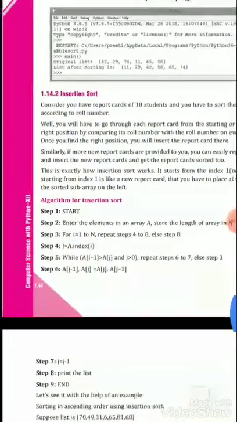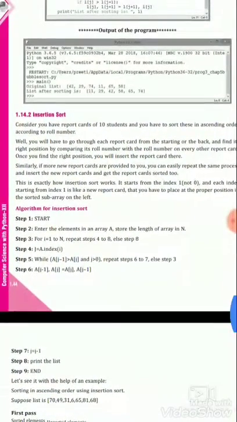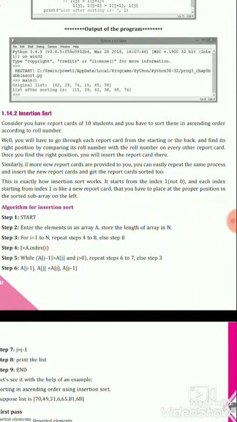So consider you have report cards of 10 students and you have to sort them in ascending order according to roll number. You will have to go through each report card from the starting or the back and find its right position by comparing its roll number with the roll number on every other report card. Once you find the right position, you insert the report card there. Similarly, if more new report cards are provided to you, you can easily repeat the same process, insert the new report card, and get the report cards sorted too.